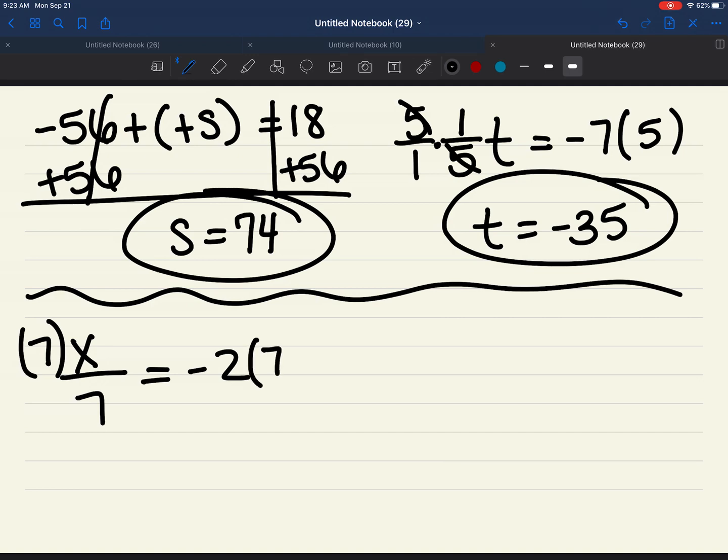I'm going to multiply both sides by 7, right? Now, if you want to put this over 1, if that kind of helps you see that better, you can. You don't have to, but those 7s are going to cancel because one on top, one on bottom would give you x is equal to what? -14. Good, -14.